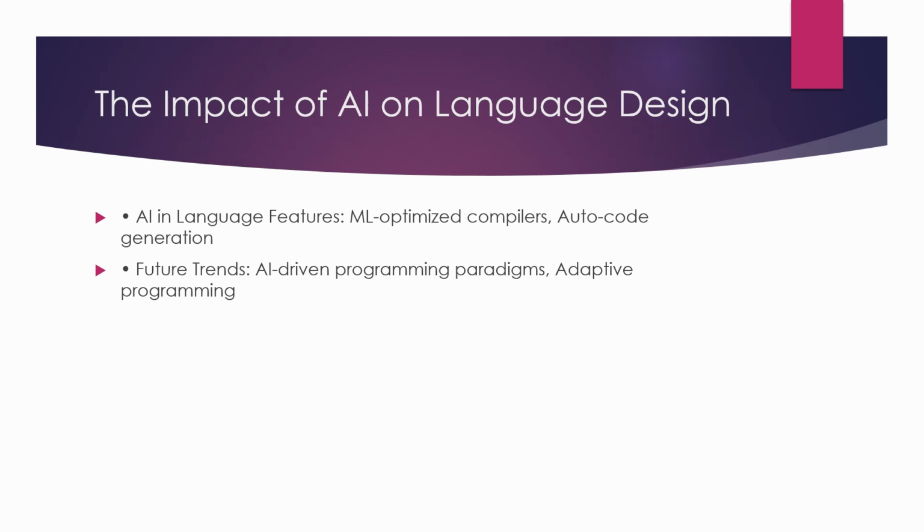AI is starting to play a crucial role in programming language design. From AI-driven code optimization to the development of new paradigms, AI is enhancing language features and improving compilers. As machine learning and AI technologies evolve, we can expect even more innovations in the design and implementation of programming languages.